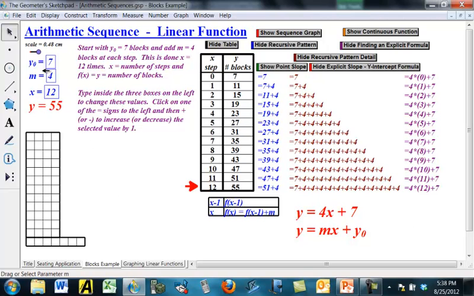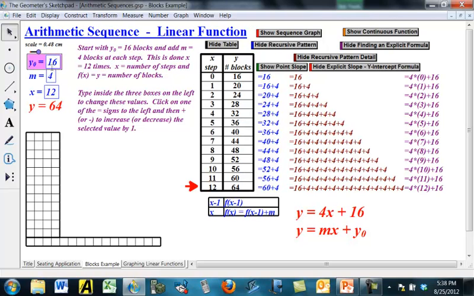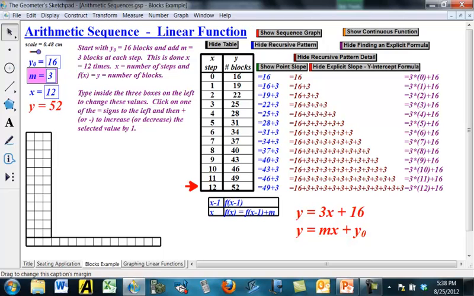Now, notice that this is dynamic, so I can put another number in here. Suppose I wanted to start with 16. That just starts with more blocks, and say if I wanted to go up by, instead of by 4s, suppose I want to go up by 3. Notice everything is adjusted dynamically, and we get the formula 3x plus 16. It even works if I go down for the slope. Well, some of it works.